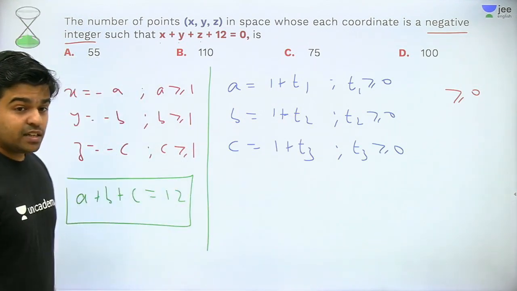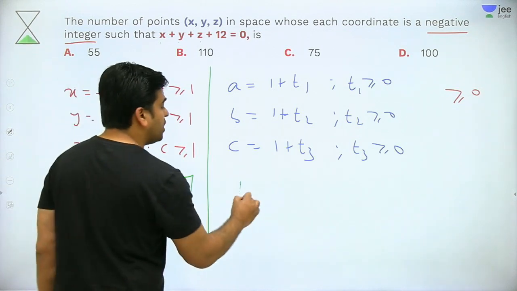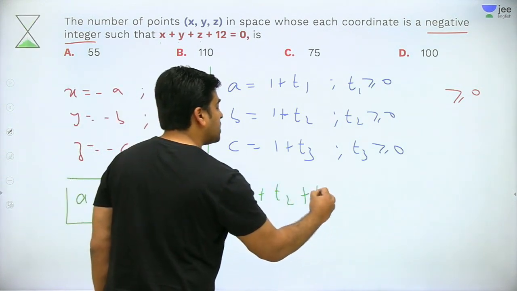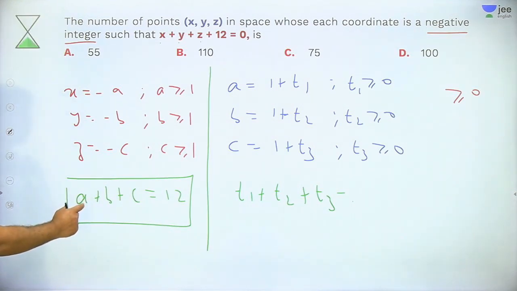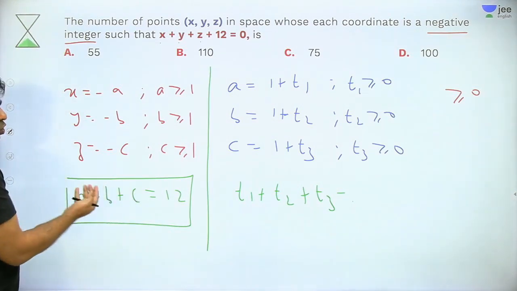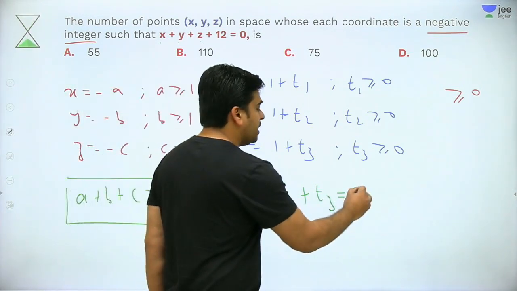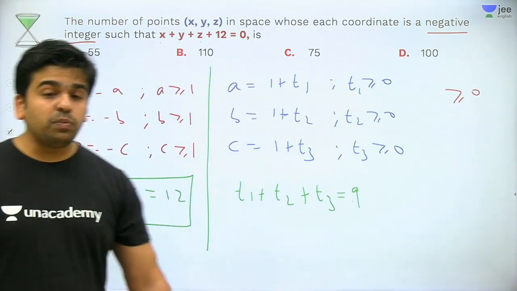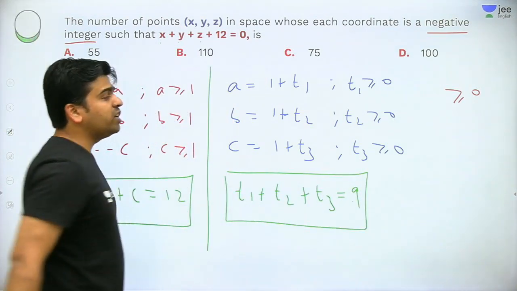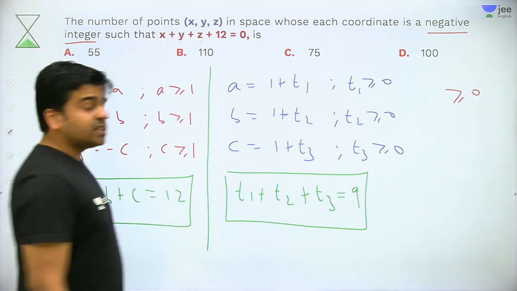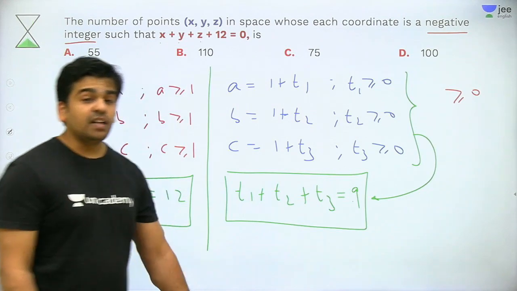If I make the change in this given equation, what will I get? I will get a new equation in terms of t1, t2, t3. t1 plus t2 plus t3 has to be how much? Here I get 1 plus t1, 1 plus t2, 1 plus t3. So these 1, 1, 1, 3 will go on the right hand side, and I will get equal to 9 as my equation. t1 plus t2 plus t3 has to be equal to 9. Now this is a very good equation which can be solved using the pictorial method that we have just learned, which is the method of partition.